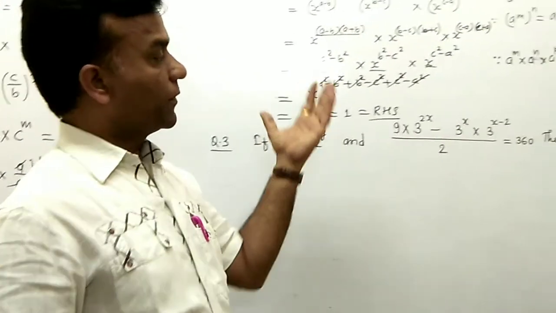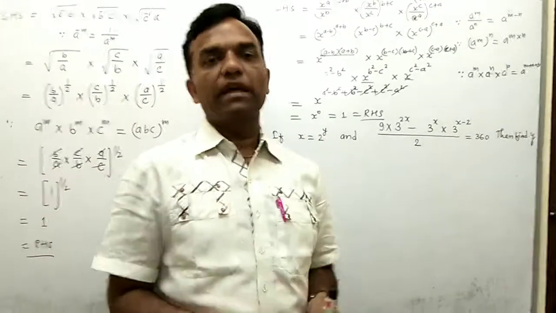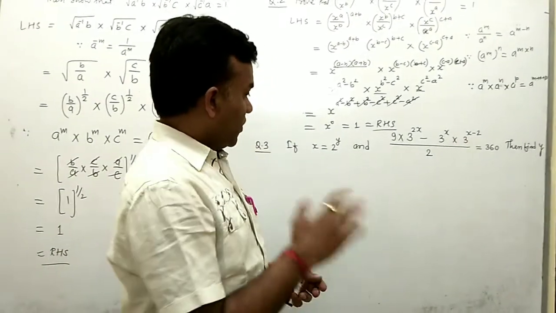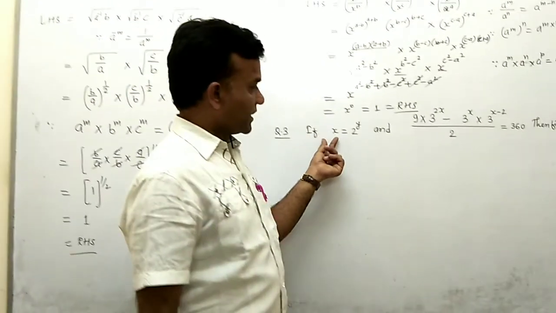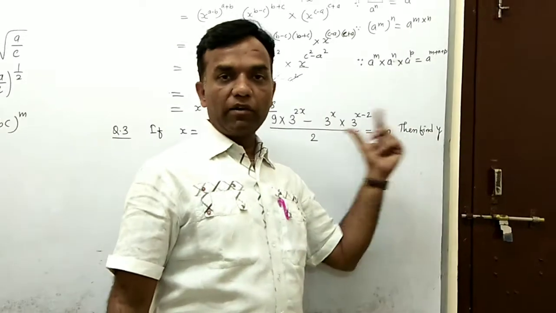Okay, then one another question. These two questions are for proving. If the right hand side is given, then you prove the LHS, or if the LHS is given, then you prove the right hand side. Now this question says: if x equals 2 to the power y and some expression is given, then find the value of y.